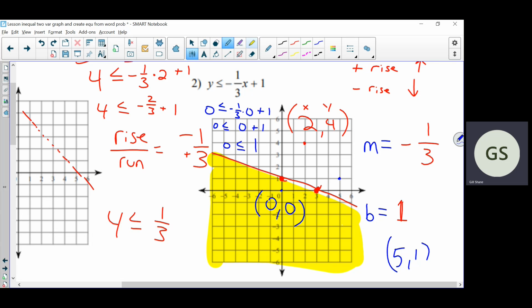All right, so go ahead. If it's not, then you shade the other side. I'm kind of confused because 0, 0 is like in the middle of the graph. It's not on one relative side to where the line is.